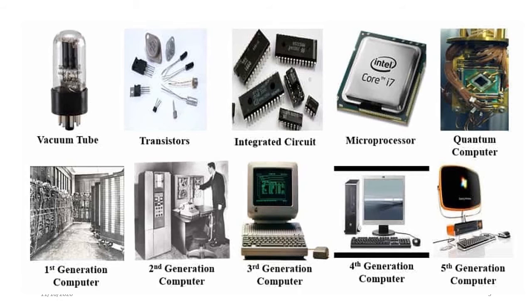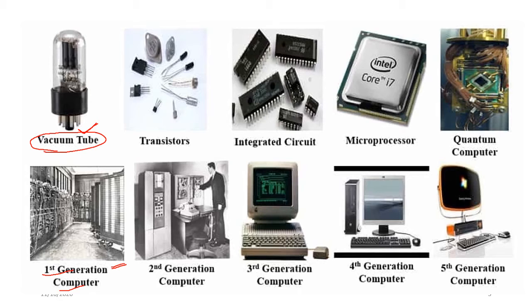By using this diagram we can easily understand the generations of computers. Let us start from the first generation computer, and these first generation computers were built by vacuum tubes. Hence the size of a vacuum tube is very large. So the size of first generation computers was also very big.